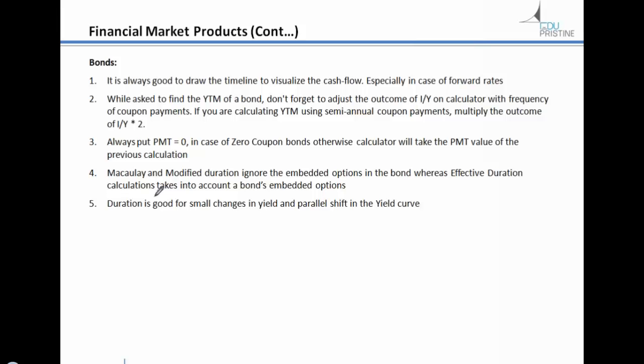Important point to keep in mind: Macaulay and modified duration ignore the embedded options in the bond, whereas effective duration calculation takes into account a bond's embedded option, that is the callable bond. So this point you have to keep in mind. Duration is good for small changes in yield and parallel shifts in the yield curve. This is not the case for large changes, since bond price changes are not linear, but rather non-linear, and that's why the concept of convexity plays an important role whenever we try to measure bond price changes. So it is duration plus convexity with which we measure the price changes based on changes in yield to maturity.